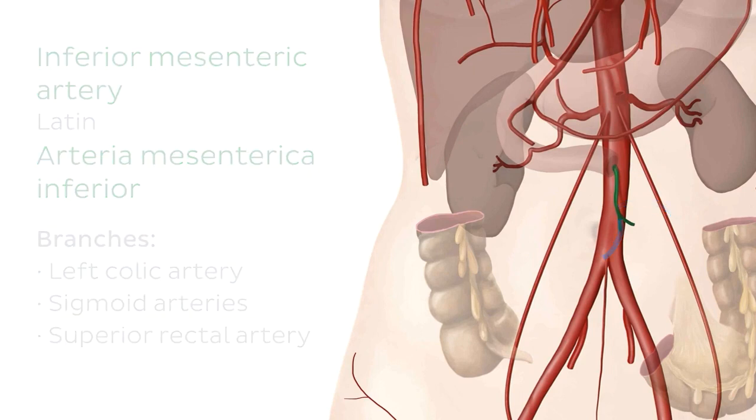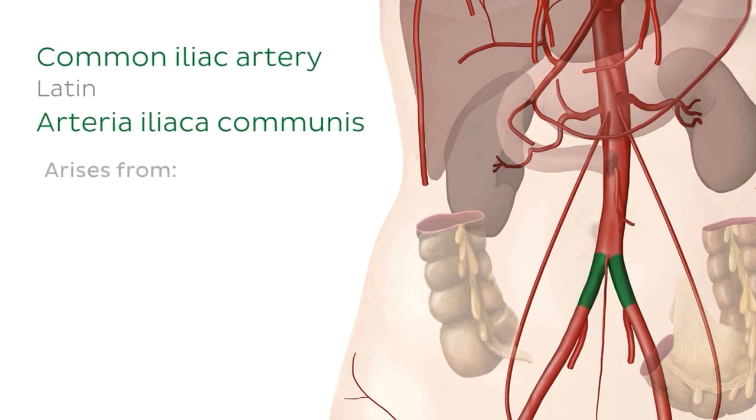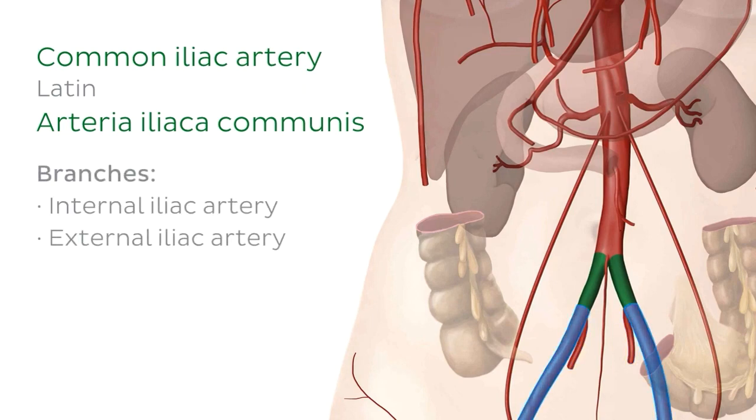Let's move on now to the common iliac artery. At approximately the level of the fourth lumbar vertebral body, L4, just here, the abdominal aorta terminates, at which point it bifurcates, giving rise to the common iliac arteries, and they provide blood supply to the pelvis and the lower limbs. As you can see, each bifurcates in front of the sacroiliac joint to give rise to the internal iliac artery and the external iliac artery, both of which we'll have a look at next.